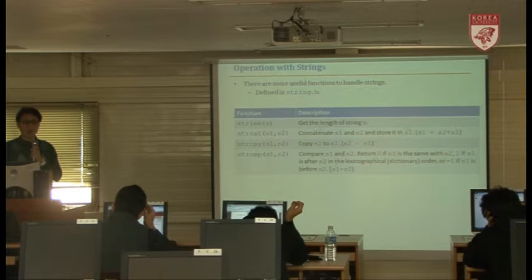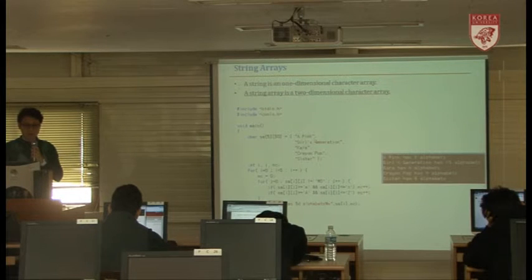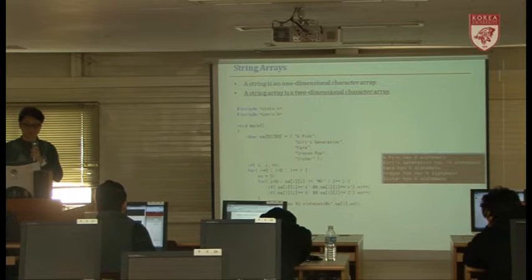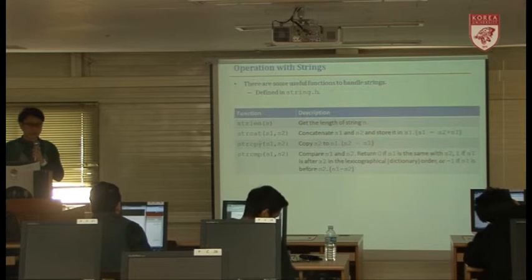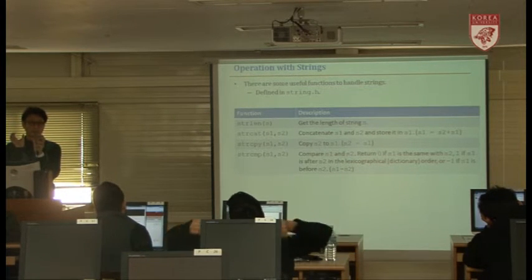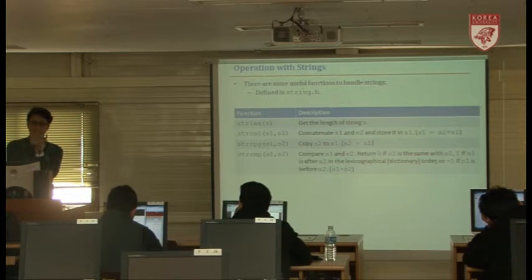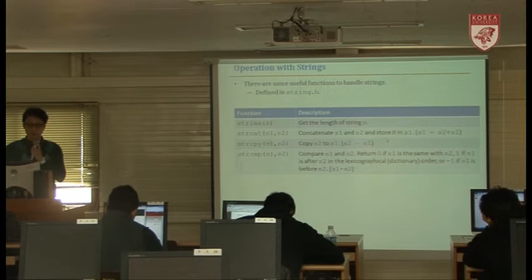Then these functions are like strlen, string length. It gets the length of the string. The length of the string is the number of characters besides the null character. For example, the number of characters in "A pink" is 1, 2, 3, 4, 5, 6. Include space, include whatever, but exclude the null character. Then strcat means concatenate. Concatenation makes a consecutive sequence. That means we first put S1, then we put S2 at the end of S1, then we store it in S1. That's similar to S1 equals S1 plus S2.